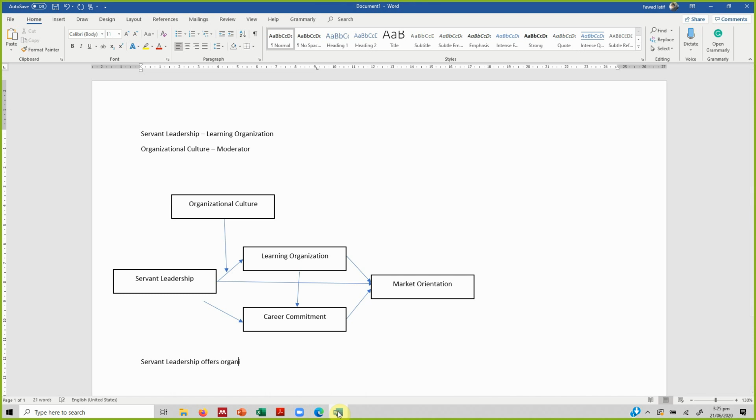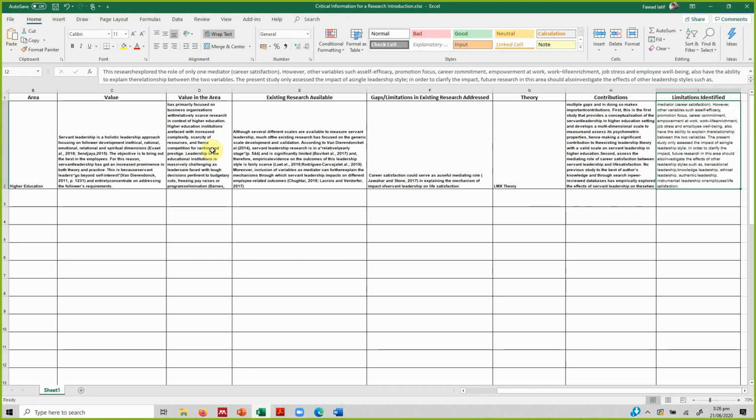offers organization a chance to develop and grow their employees through a selfless approach to leadership. And then obviously you can refer to it, because your ideas are flowing from this particular Excel sheet. So this is how you start writing.